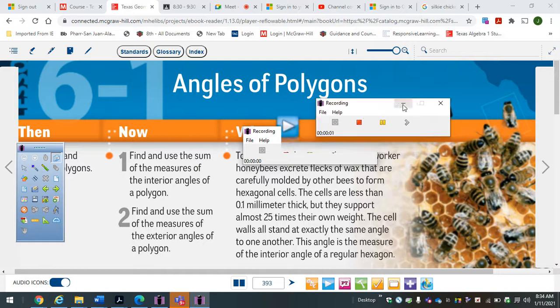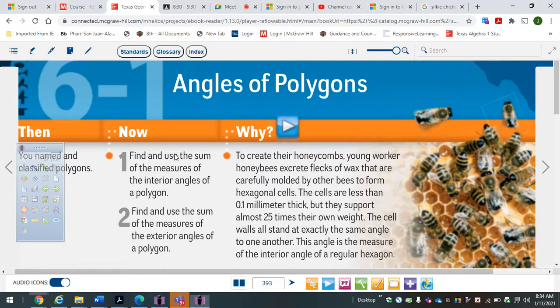Here, this section is pretty easy. Angles of polygons, okay? So we're going to find and use the sum of the measures of the interior angles of a polygon. So we're going to go with the interior, and we're going to find and use the sum of the measures of the exterior angles of a polygon.